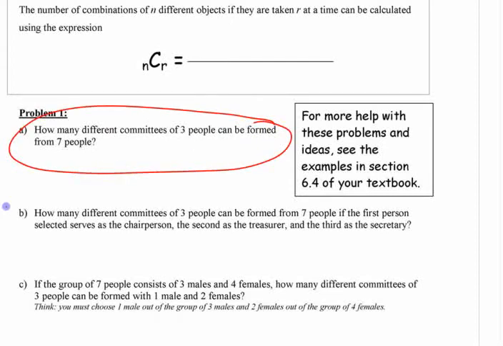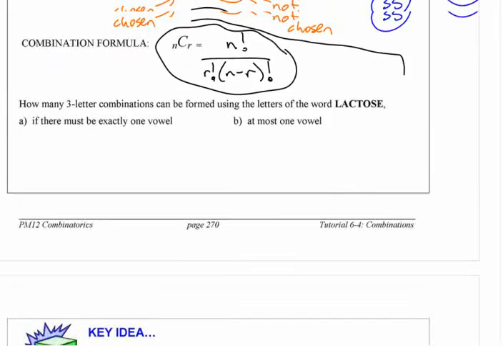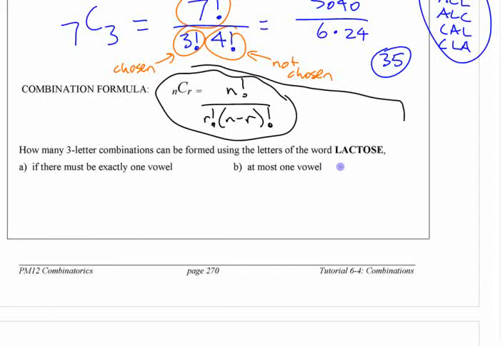Try not to memorize types of questions or situations. Don't think of it as, oh, I know how to do the committees of people question, and I know how to do the letters in a word question. Think of it as a concept. For any one of these questions, you need to boil it down to, I'm choosing blank from blank, and do I care about the order?